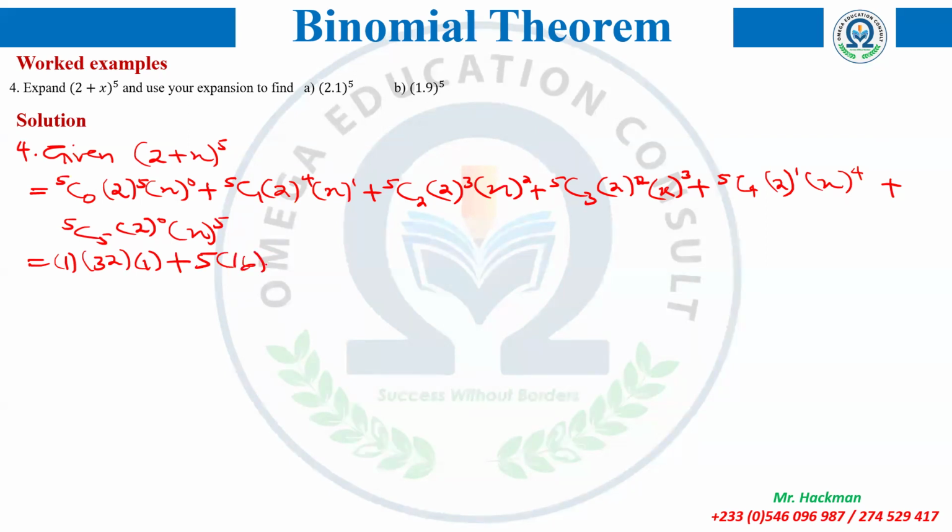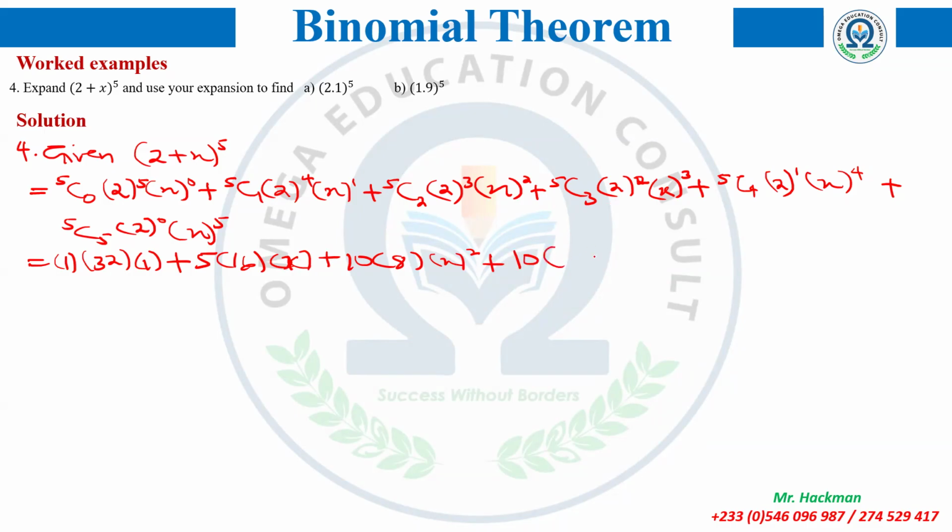16. Okay, then we get x to the power 1, which is x. Okay, so then plus 5 combination 2. 5 combination 2 will give us 10. Okay, then we get 2 cubed will give us what? 8. Okay, then we get x squared. All correct. Then plus 5 combination 3. Also 10. Okay, so 10.